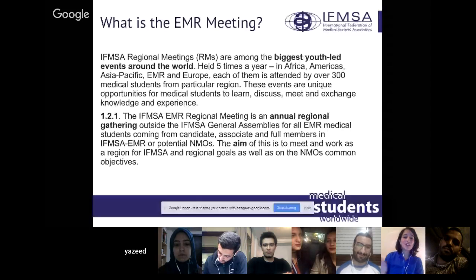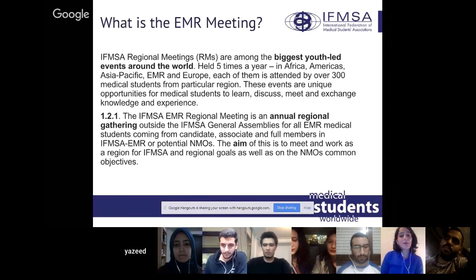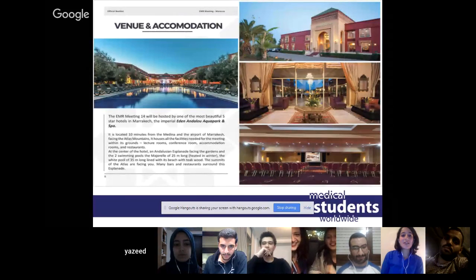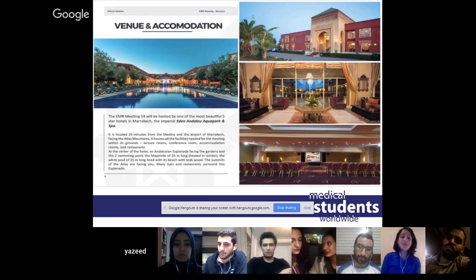Another point, from a logistical point of view and from the OC side, I'm happy to announce to you that now both the pre-EMR and the EMR itself will be held in the same hotel. It's going to be in the 5 Stars Hotel, the one that was introduced in the invitation package for the EMR. It's going to be in Marrakesh, and it's the Imperial Eden Andalou Aquapark Spa. So in case you're attending the pre-EMR, the OC will take you from the airport on the arrival day. If you're staying for the EMR, you will not have to move. If you're arriving for the regional meeting, then it's going to be in that hotel as well.